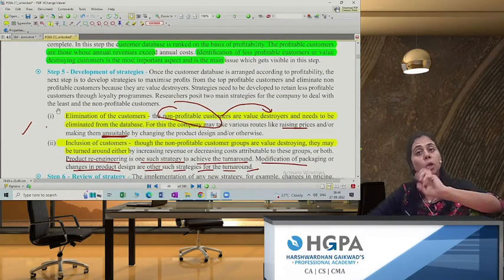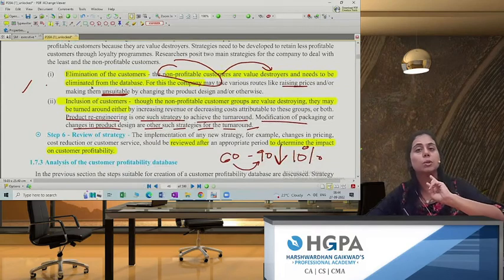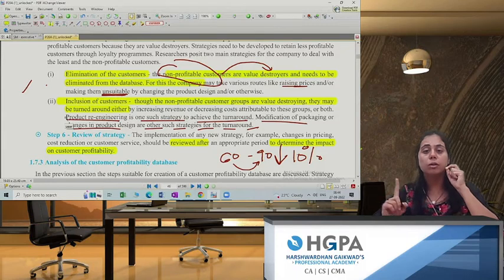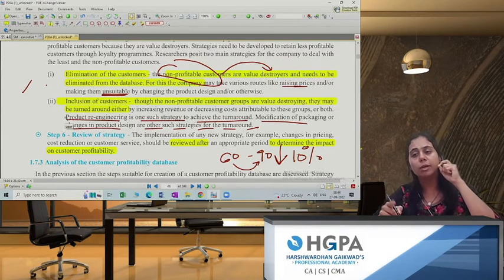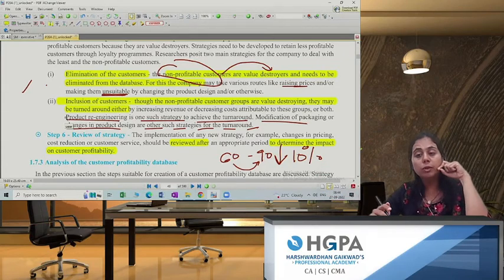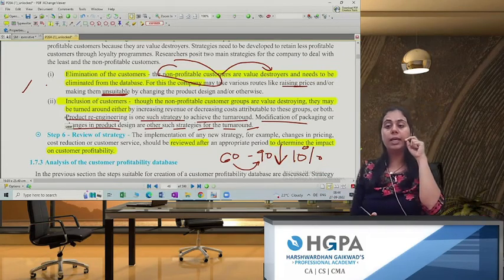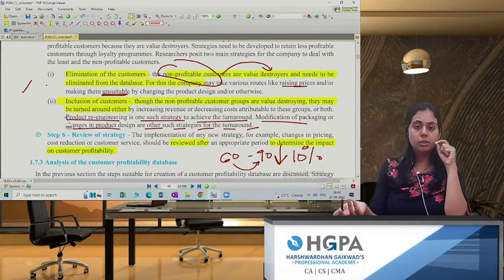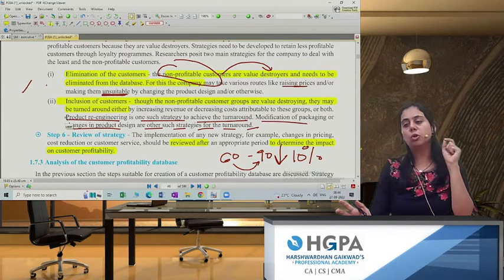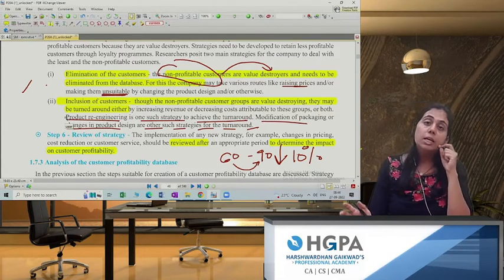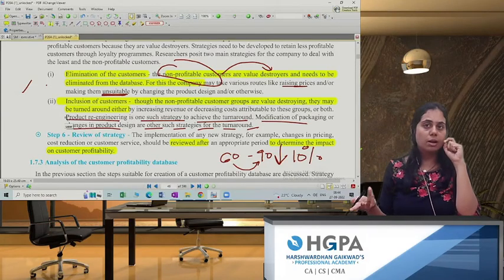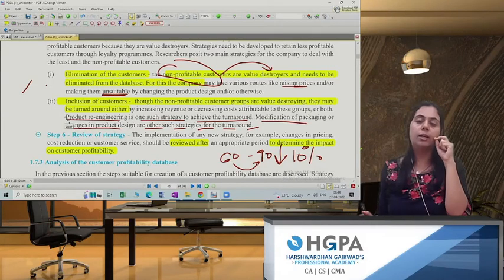But for the products which are not profitable, there are two types of things which can be done for non-profitable customers. This is not for profitable customers. For those who are profitable, we continue the business as it is growing. But if it's a non-profitable business, we can eliminate the customer by raising the prices or making the product unsuitable for the customer. The second can be inclusion of the customer. Here we might bring some product modification, we might come up with some turnaround strategy, we might make our product advanced so that the customer likes it.